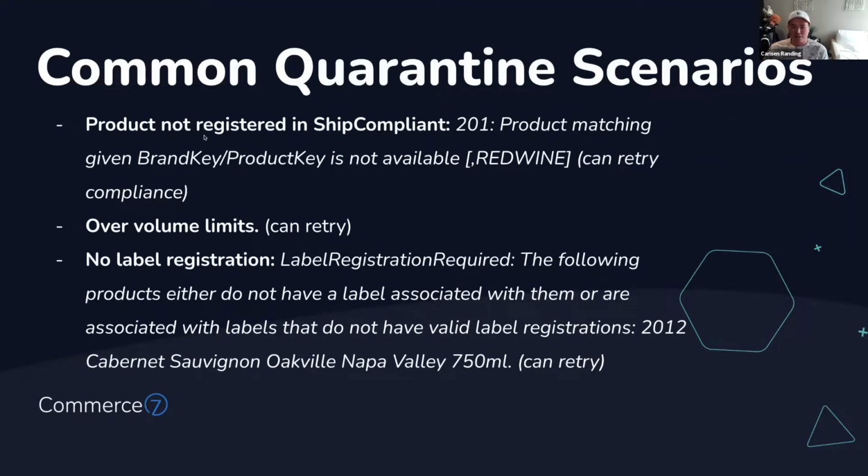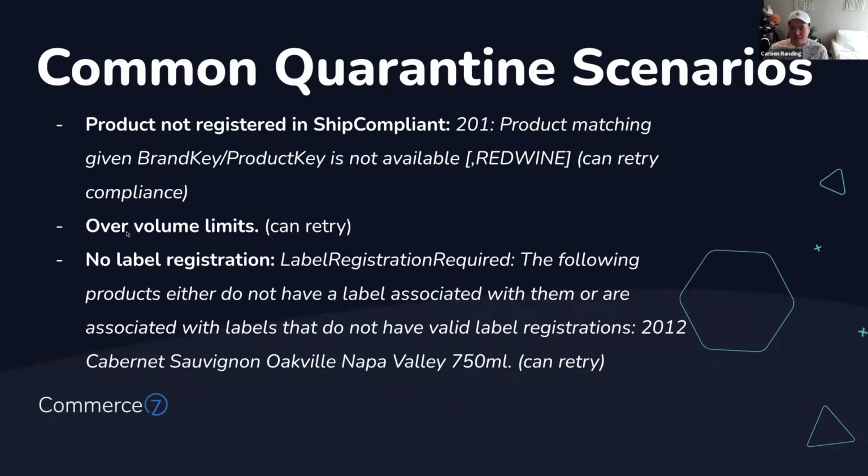Product is not registered in ShipCompliant. So this will be the error that you get: Product matching brand key, product key is not available. So this means that the product is not properly configured, or if it's configured, something isn't matching up. So we recommend going into ShipCompliant, confirming that all the SKU code and brand key is accurate. And once you make the correction, you can then go back to Commerce7 and retry compliance, and it should work.